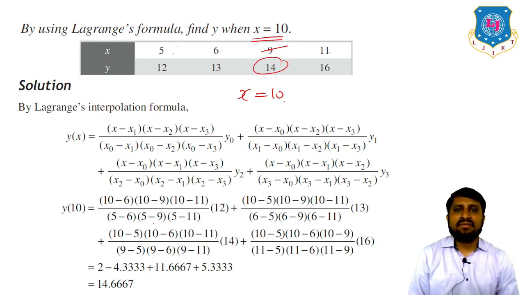Clear? And 10 minus 5, 10 minus 6, 10 minus 9. In the last term, 11 is missing. So 10 minus 5, 10 minus 6, 10 minus 9. In the denominator, instead of 10, you have to put 11: 11 minus 5, 11 minus 6, 11 minus 9, and into 16. So calculate all these values. You can easily calculate them, and that is 2 minus 4.3333 plus 11.6667 plus 5.3333. So the final answer is 14.6667.